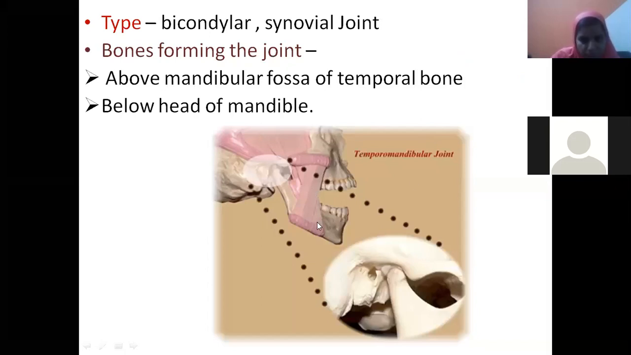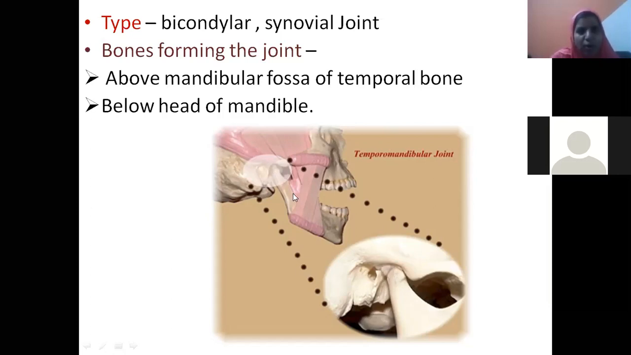So see here. Now if you observe, in the skull bone, we know on the lateral aspect we have the temporal bone. The inferior aspect of the temporal bone will show one fossa, that is the mandibular fossa in the temporal bone. Just now, when we saw the mandible, we saw there is one projection, the condyloid process or the head of the mandible. The head of the mandible, also called the condyloid process, fits into the mandibular fossa in the temporal bone to form the temporomandibular joint.